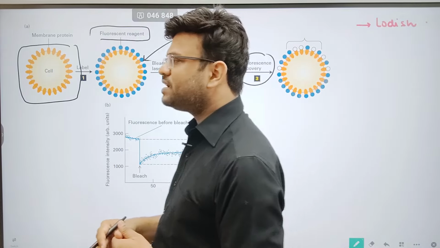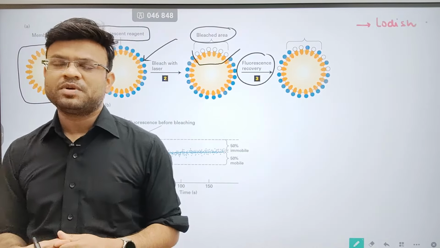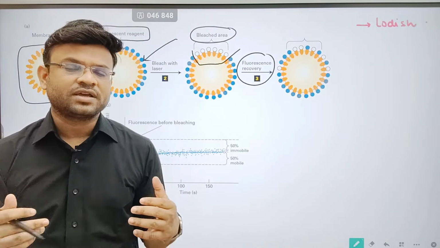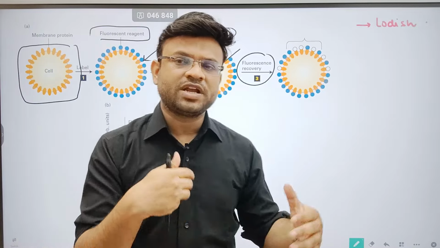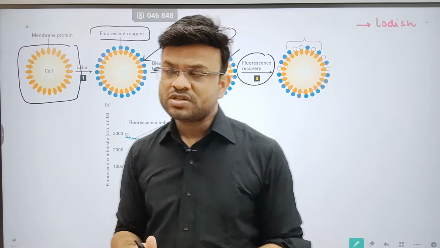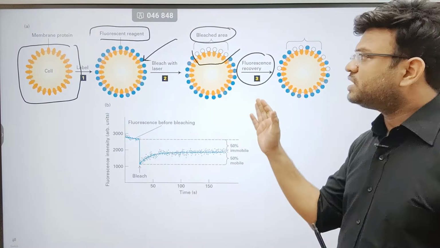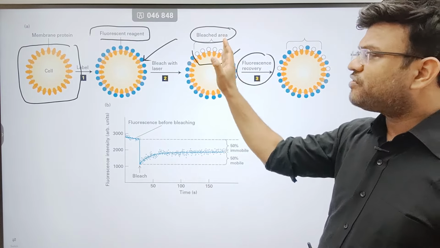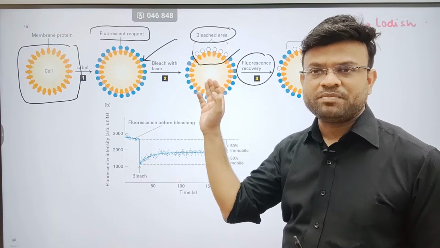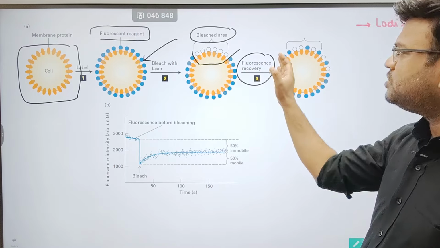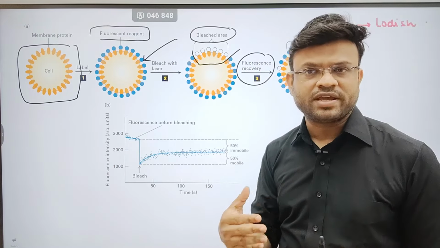Next we are talking about fluorescence recovery. I have already said that the nature of the plasma membrane is mobile or dynamic. That means the components of the plasma membrane are continuously moving. So this is a fairly good example that after you have bleached the plasma membrane, after some time you will see fluorescence recovery taking place.